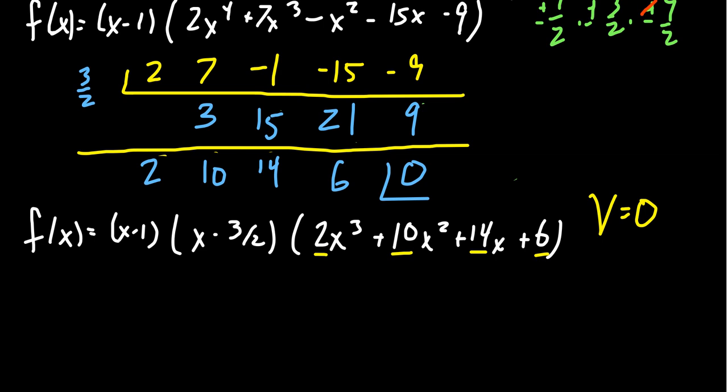But that matches up with what we saw originally. The original variation was 2. We've now found our 2 positive roots. There's 1 and 3 halves. So there's no more positive roots. That affects things a lot.